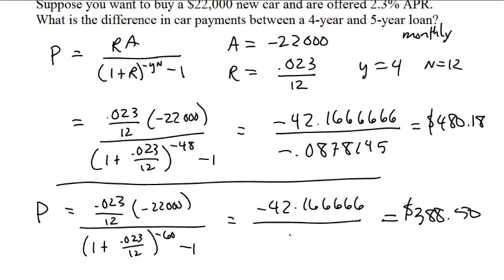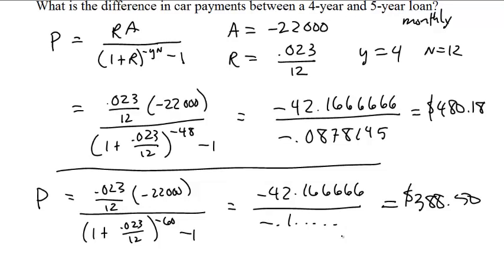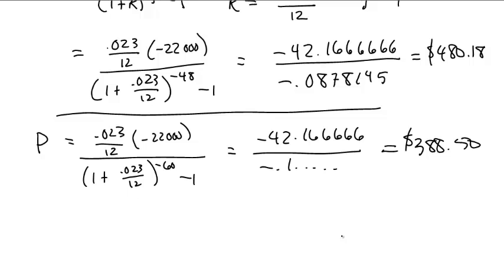$388.50, and I apologize for not writing that down. It was negative 0.1 and so on. Now, a lot of people would say, if I had to choose between paying $500 a month and $400 a month, that's pretty easy to figure out. But here is the one caveat.